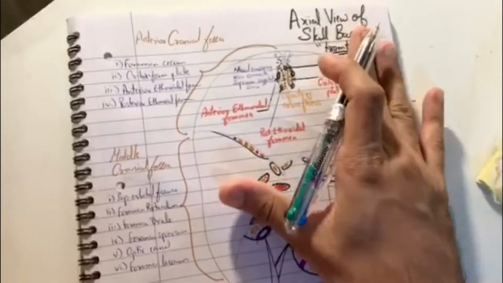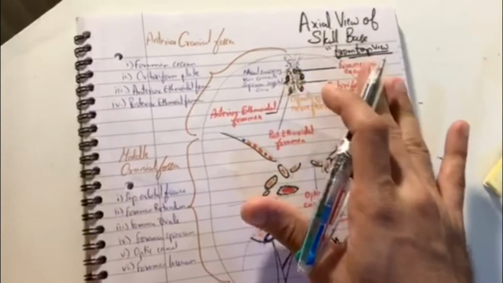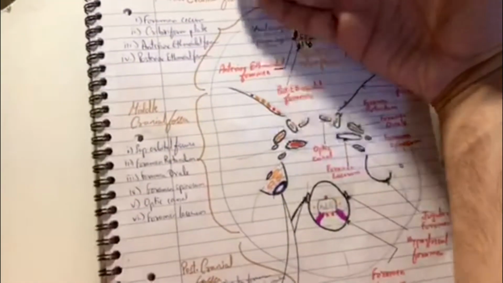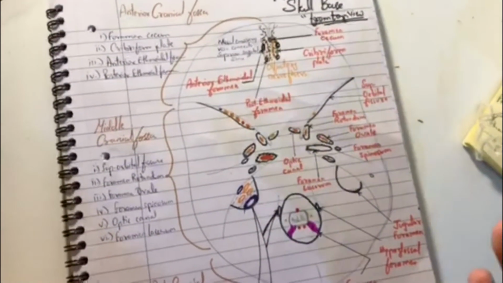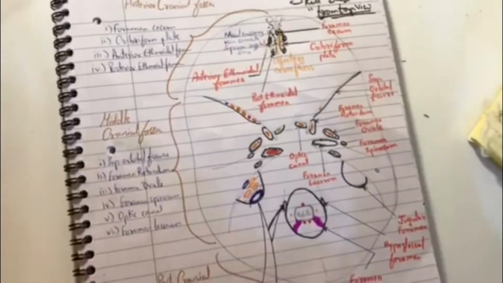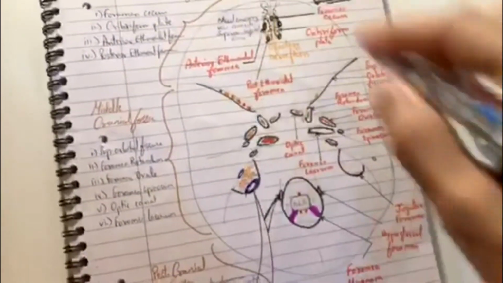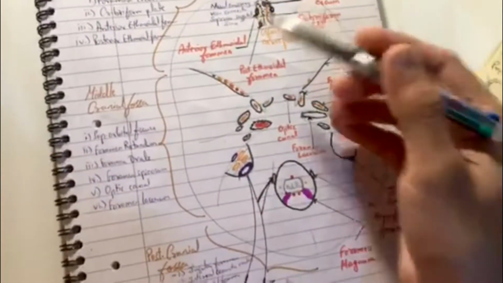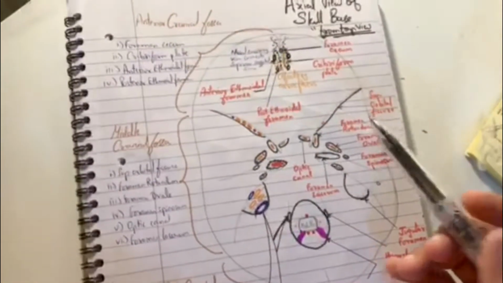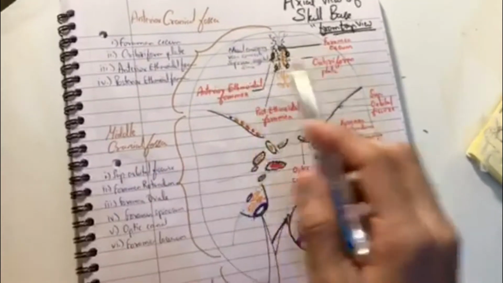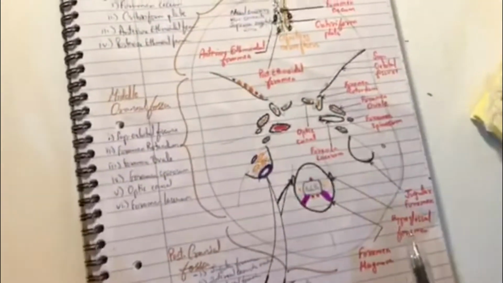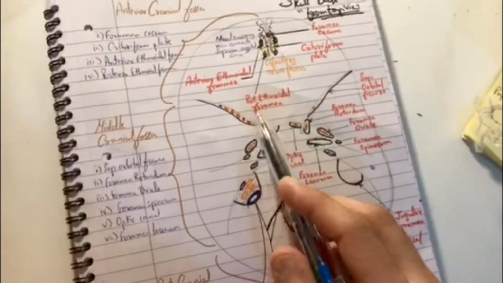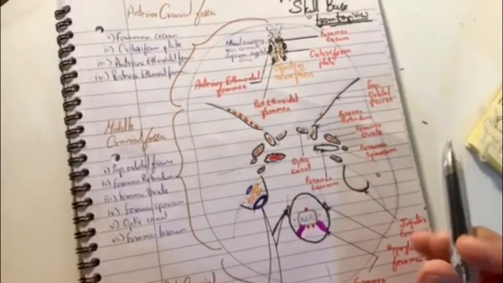Alright, so this is the axial view of the skull base. If you slice out the calvaria, the upper part of the skull bone, you will see from the top the cranial fossa. I have made this diagram and divided this cranial fossa into three parts, as you might be aware: the anterior cranial fossa, middle cranial fossa, and posterior cranial fossa. We'll discuss the boundaries later.